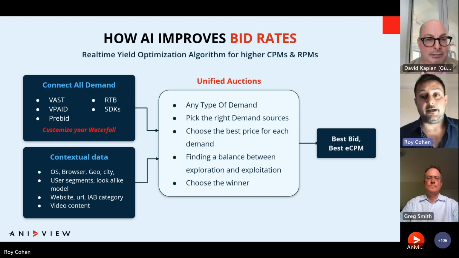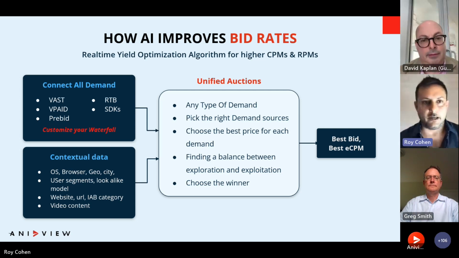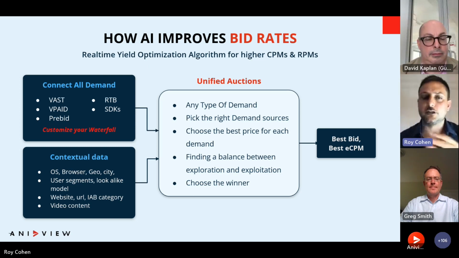So how can AI be used, and how is Aniview using it to improve the bid rates. On the left side, you can see that we have the demand sources. It can be of any type or any shape. It can be VAST, VPAID, a pre-bid integration, RTB, SDKs. Each one of them has its own good things and bad things. One is on the client side, one is on the server side, one gives you these signals, one is agnostic. VAST is static, you need to update it. You cannot dynamically change the floor price, you need to update it on the other side.